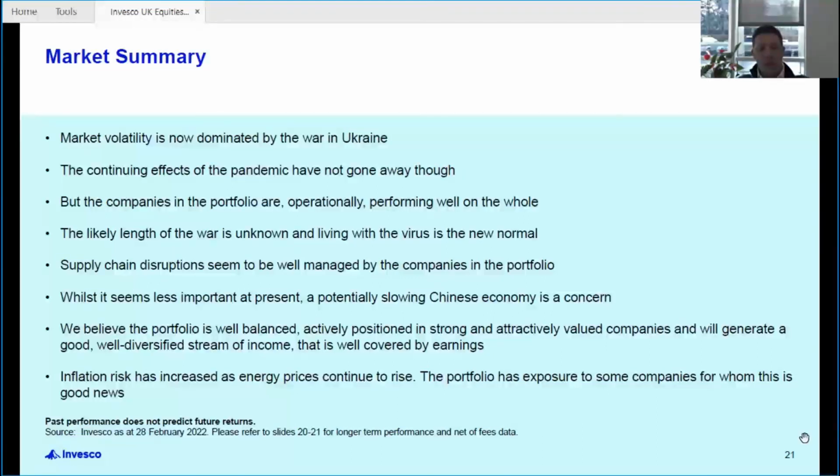So we think we've got a well-balanced portfolio of actively positioned and attractively valued companies that generate a good, well-diversified stream of income that's well covered by earnings, and notwithstanding the extreme uncertainty and volatility, we genuinely believe that we're really well positioned for the future.